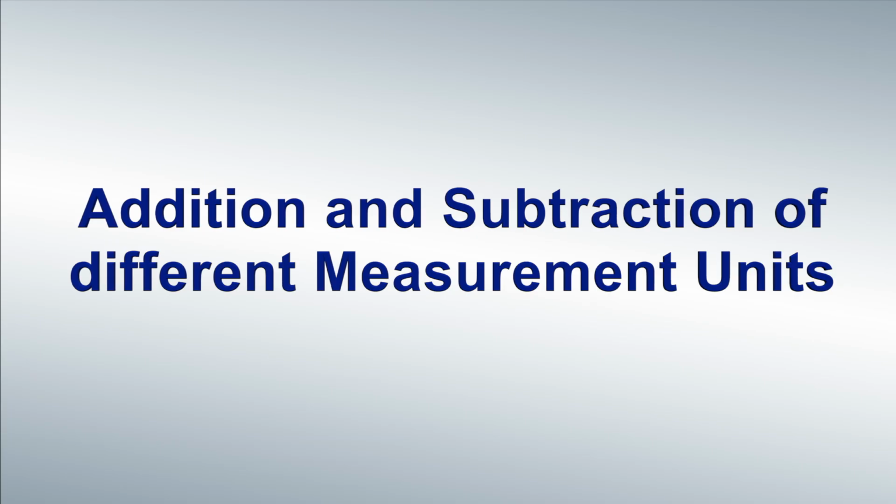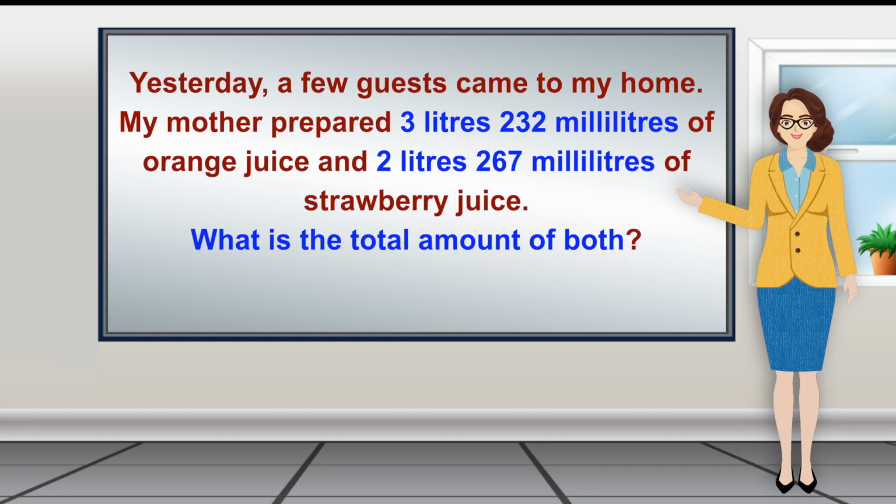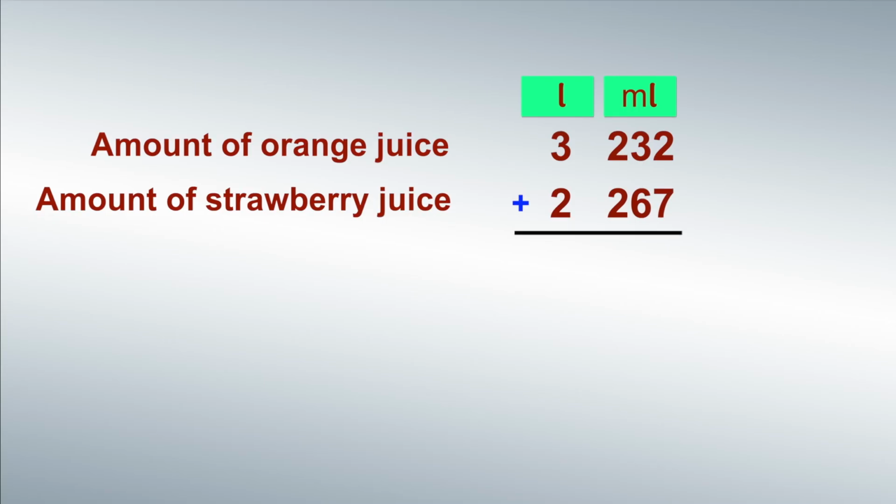Addition and subtraction of different measurement units. Yesterday, a few guests came to my home. My mother prepared 3 liters 232 milliliters of orange juice and 2 liters 267 milliliters of strawberry juice. What is the total amount of both? To find the total amount of juice, we will add quantities of both by following these steps. Step 1. Arrange both the quantities in liter and milliliter columns.